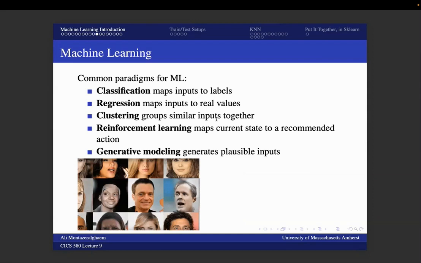I mean, we don't need to predict the label or real value for each data point. We just need to group them and then say that, okay, this data point should be in cluster 1 or something like this. In reinforcement learning, we predict actions based on some rewards, and in a generative model we are actually generating data instead of predicting something.